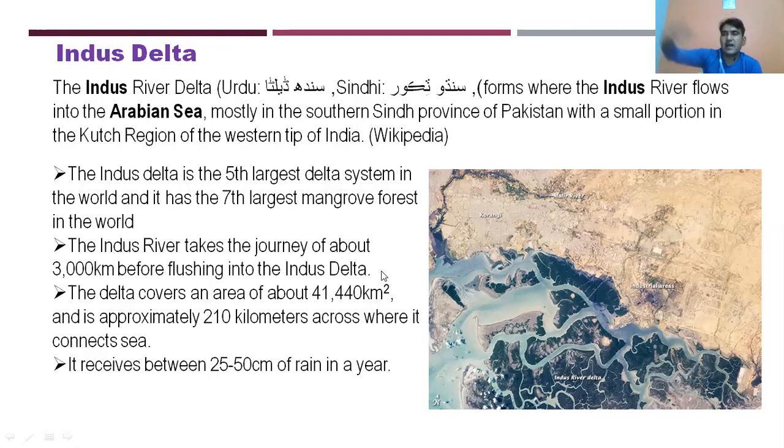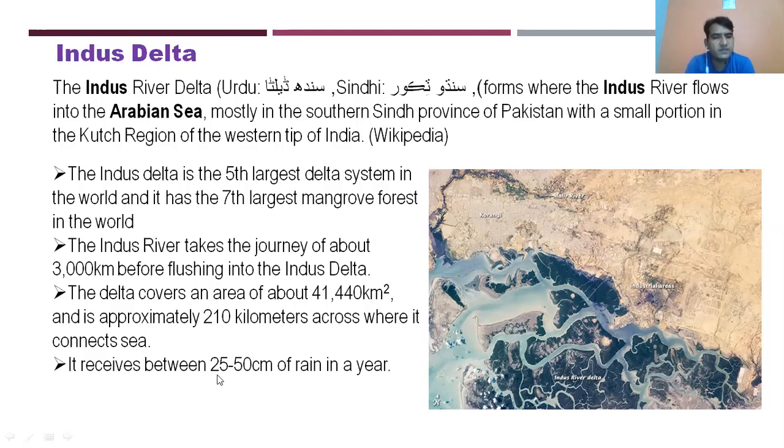So if somebody asks you how long is the Indus River, the Indus River is almost 2,900 kilometers from Kailash Valley. The delta covers an area of 41,000 square kilometers, approximately 210 kilometers across, where it is connected to the sea. So if somebody asks you how much land area has been covered, it is 41,000 square kilometers, the land area covered by the Indus.